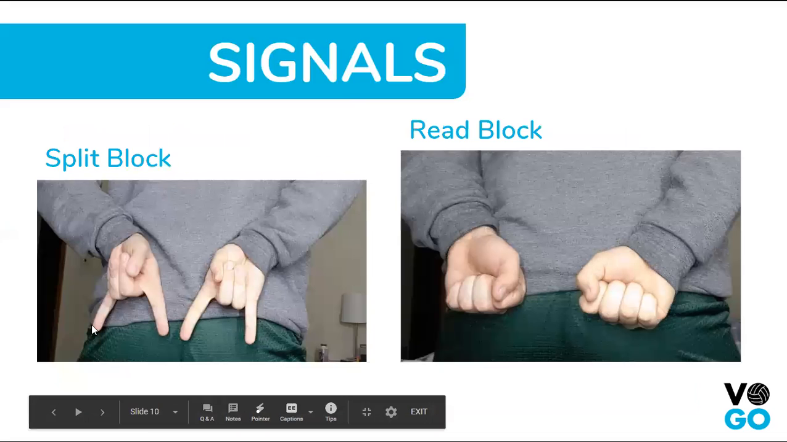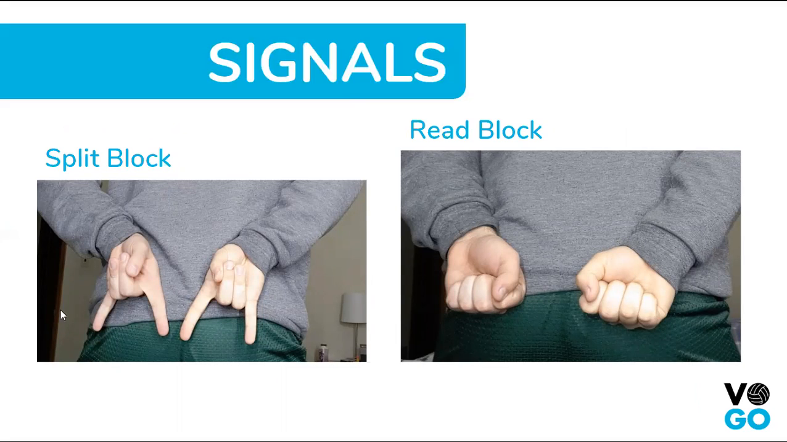So split block, this one's a little more uncommon, but I find usually blockers will use it when they're in the middle of the court and they want to take away sharp angles. So instead of keeping their hands together, they spread their hands really far apart to take away those sharp angles.